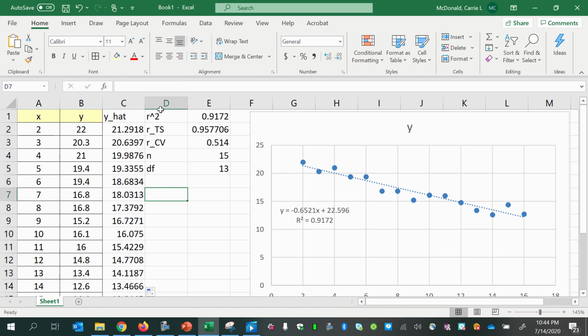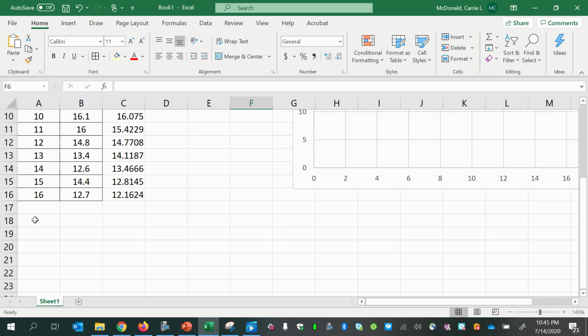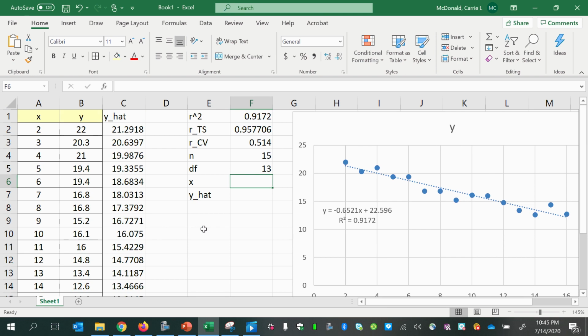Now, if you're asked to calculate a specific y-hat value based on a given x value, so let's say in a problem you are asked to find the y hat or the best estimate when x equals something that's not in your data, let's say x equals 17, then of course you would just do the same thing again: negative 0.6521 times the x value, 17, plus the y-intercept, 22.596.